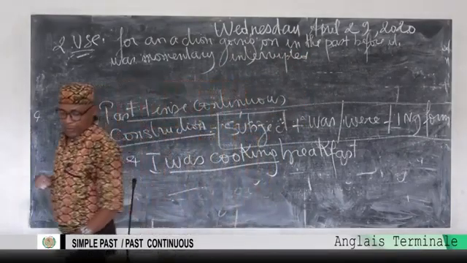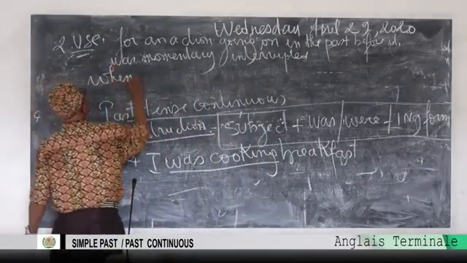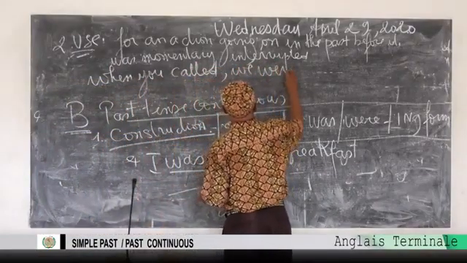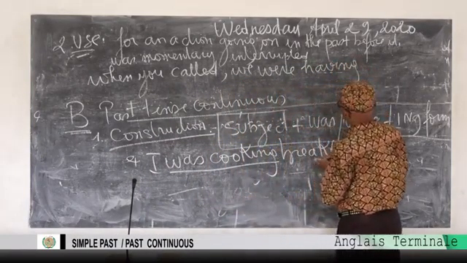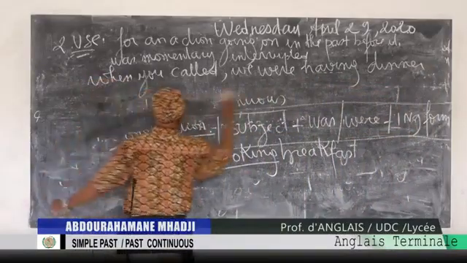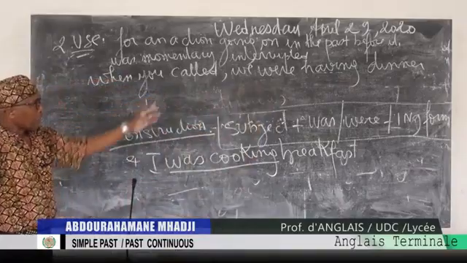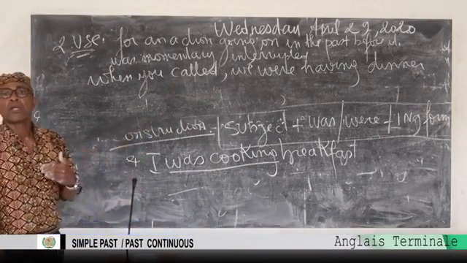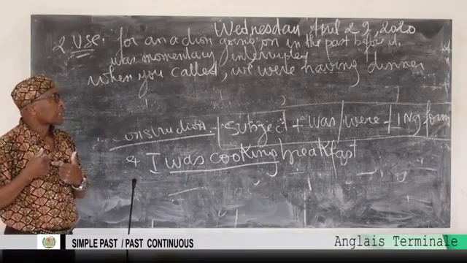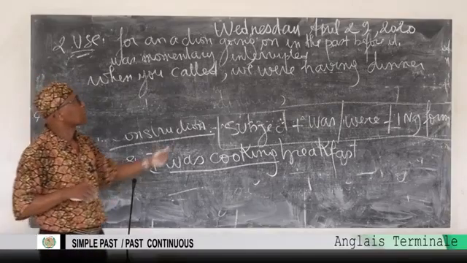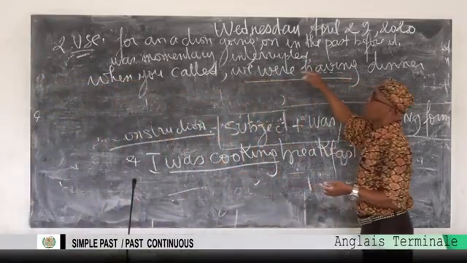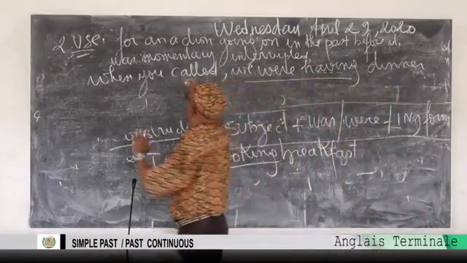For example, you can say, when you called, we were having dinner. When you called, we were having dinner. So, we were having dinner. That activity was going on for some time in the past before the call. So, your call interrupted us for a few minutes, but did not cause us to stop having dinner. So, this action was going on when it was interrupted by the other action.